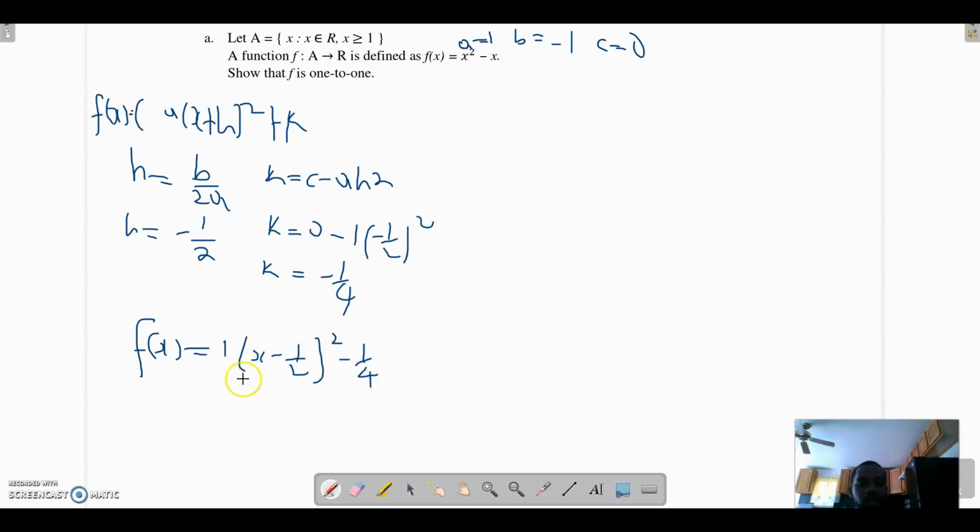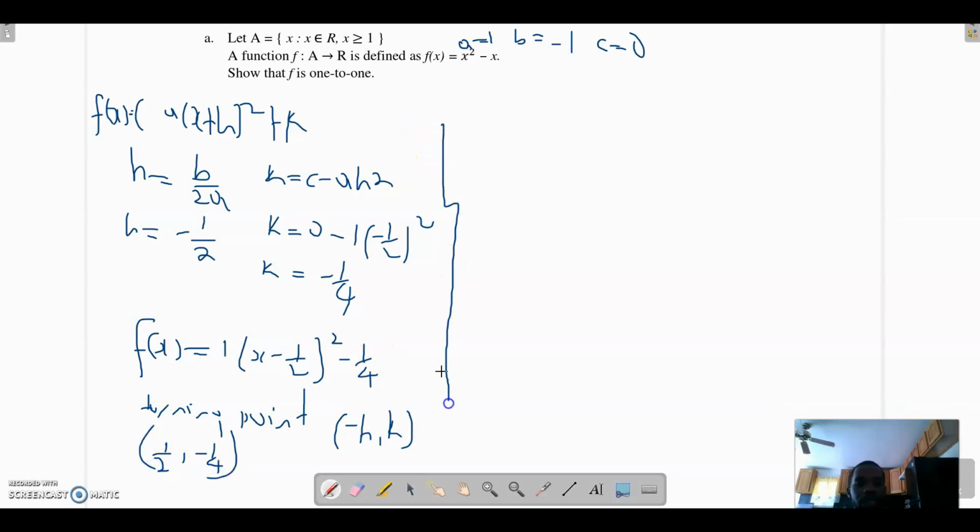All right. Now, what do I need from this? I need a turning point, which is actually negative h with k. So the turning point would be a half with negative a quarter. All right. We know that this curve will cut the y-axis at 0. So we can go right ahead and sketch it.